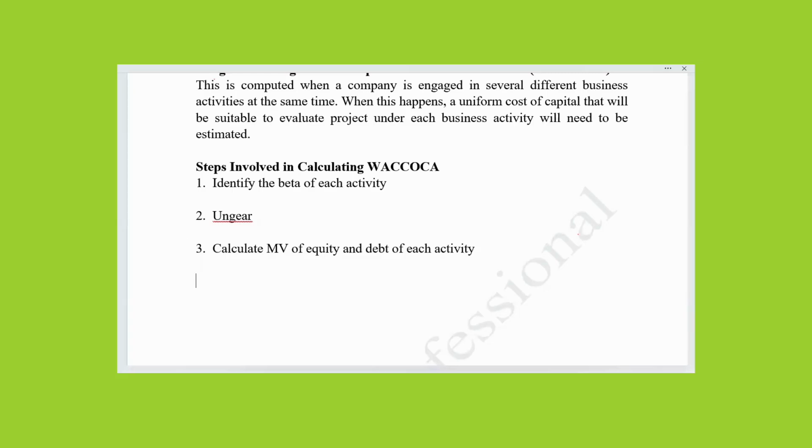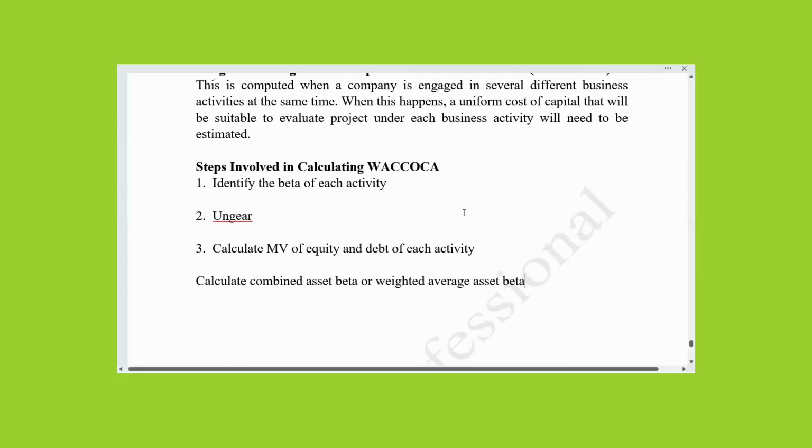Step 4, you then calculate combined asset beta. Asset beta, or what we call weighted average asset beta. Okay, that's step 4. How do you calculate weighted average asset beta?